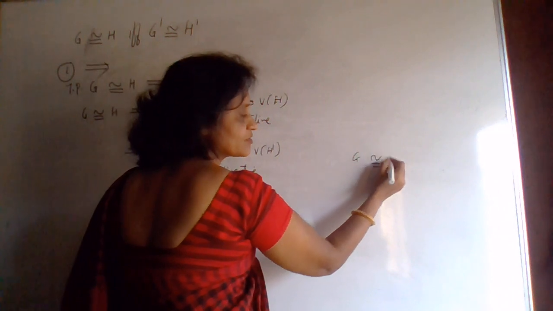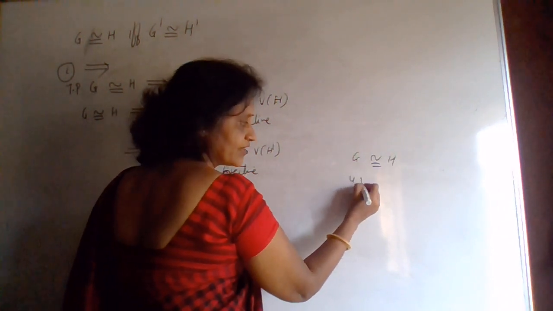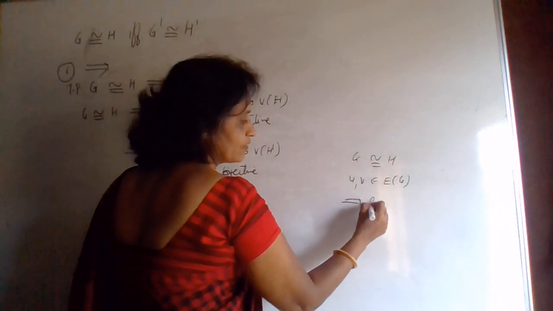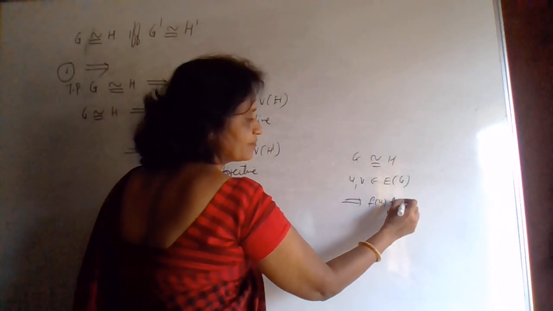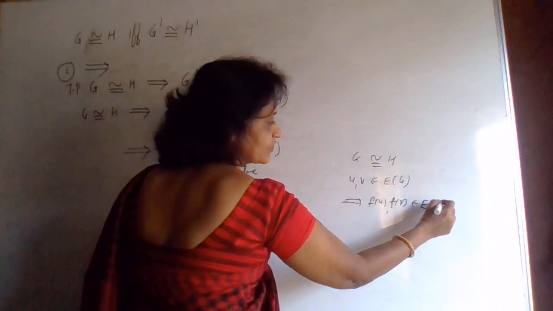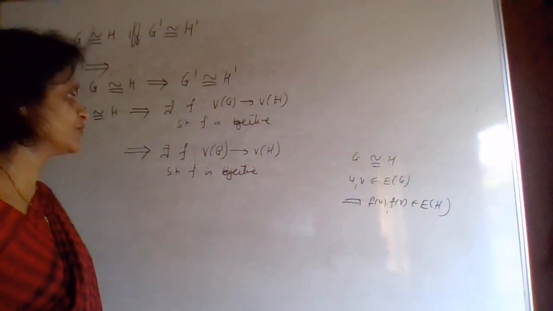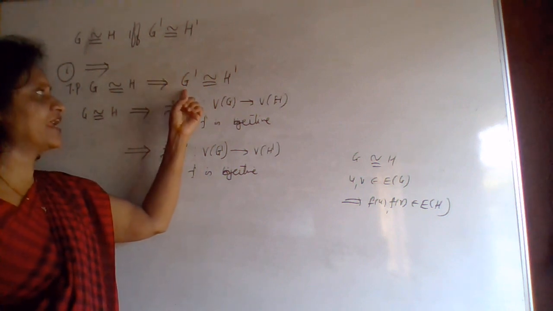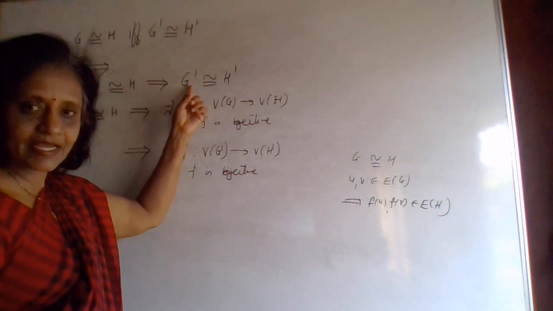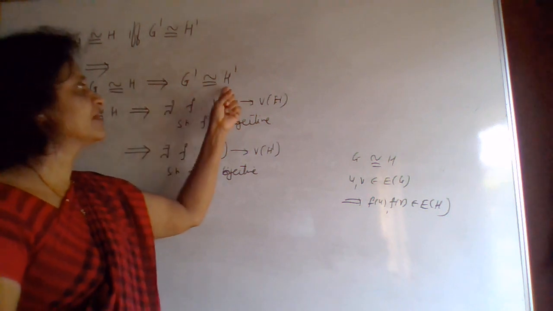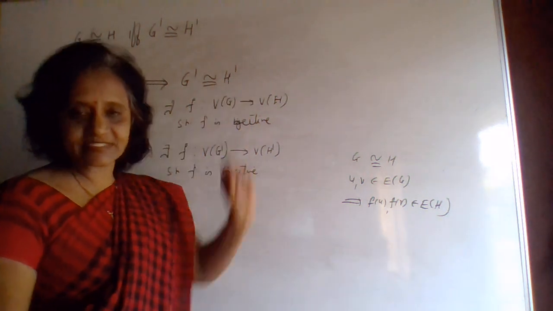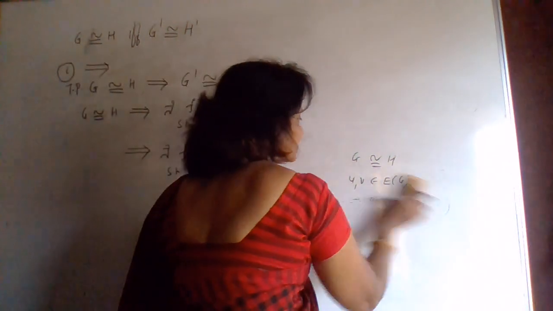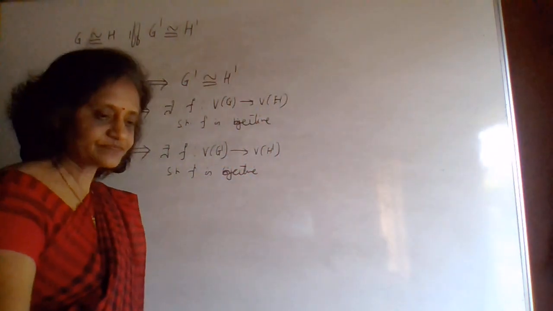When we say G is isomorphic to H, that whenever UV belongs to the edge set of G, we have to prove FUFV belongs to the edge set of H. That is what we want to prove. It means we want to prove that if any edge UV is in G dash, then FUFV is an edge of H dash. How will we prove it? Just pay attention now. Again, it's very simple.